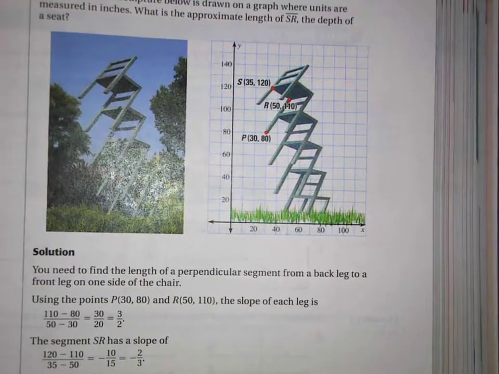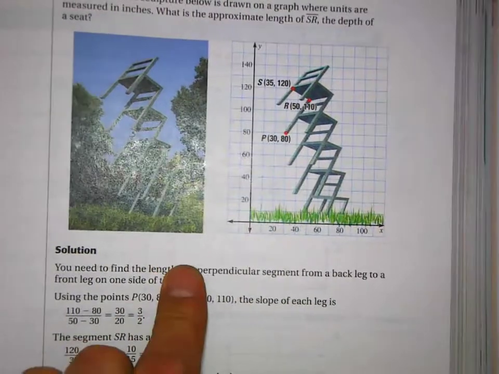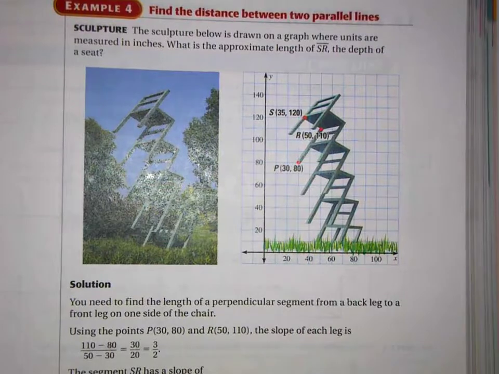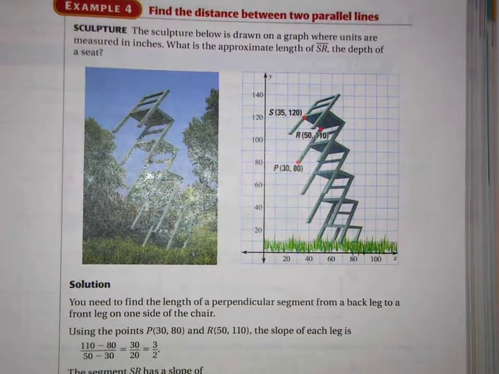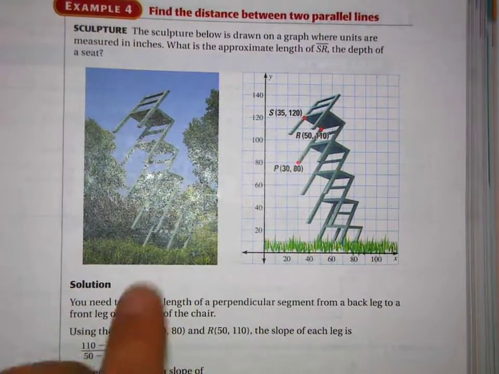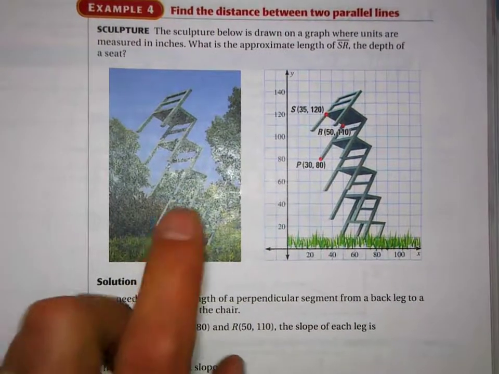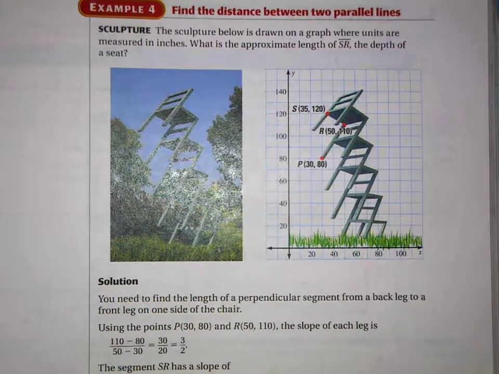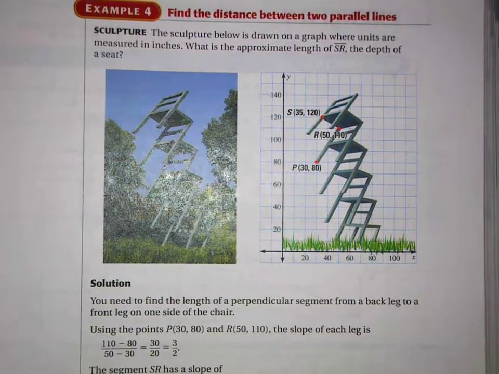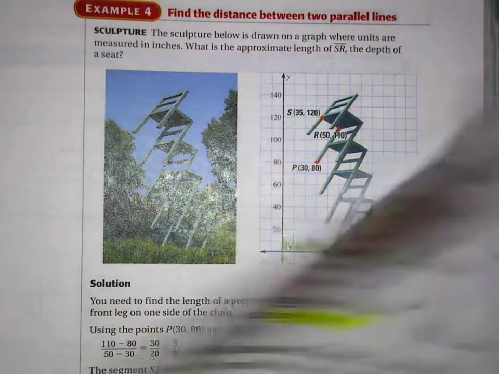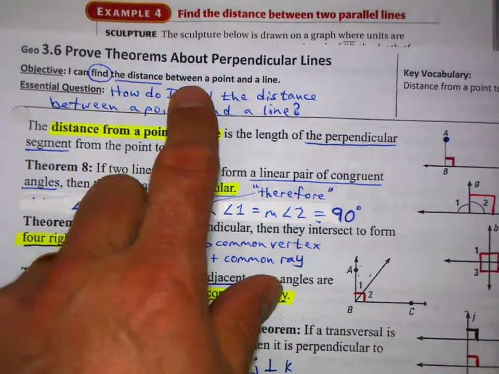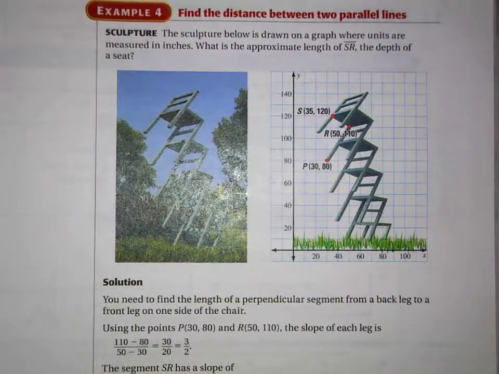Now, do pay attention to this. In previous sections, the last examples were not as important. They were kind of beyond what was really necessary, but at times it does that. But this example really is important. It's introducing another concept that's essential to satisfy this objective: finding the distance between a point and a line.